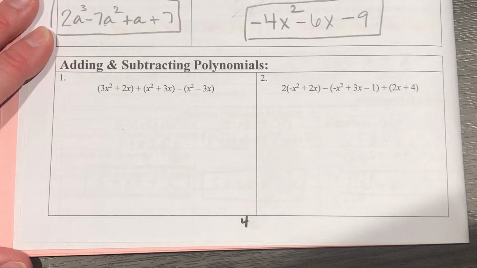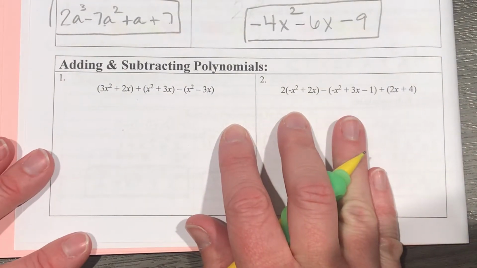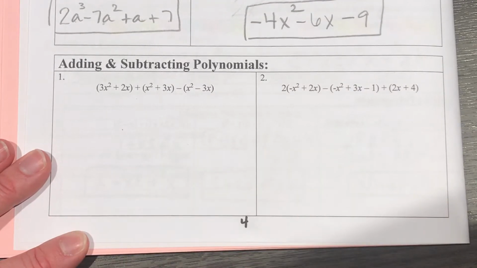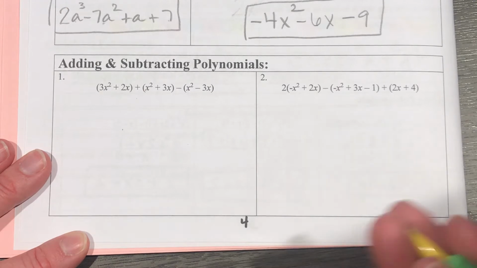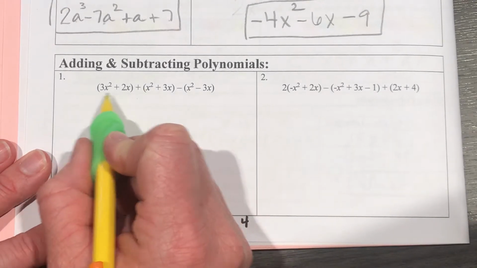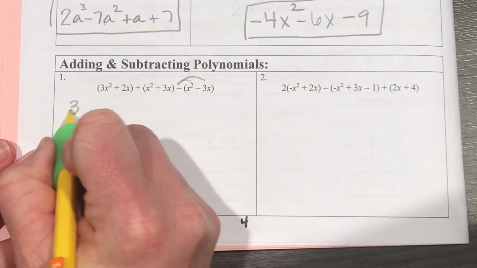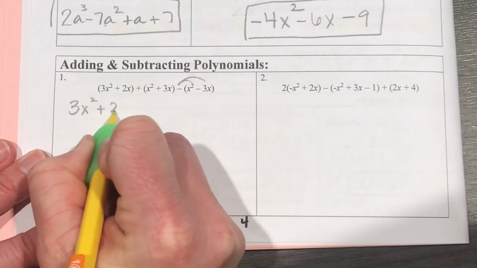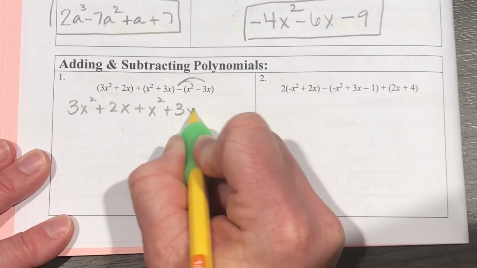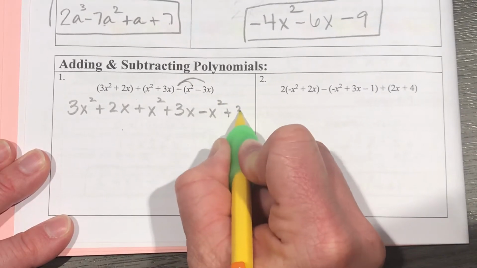In this video, I'm going to show you how to add and subtract polynomials in the same type of problem. And so I'll just kind of show you how to combine like terms depending on the sign that you have, an addition sign or subtract sign. So the first thing I'm going to do is rewrite my expression after I distribute my subtract. So I have 3x squared plus 2x plus x squared plus 3x. But minus x squared and minus a negative is going to make this plus 3x.